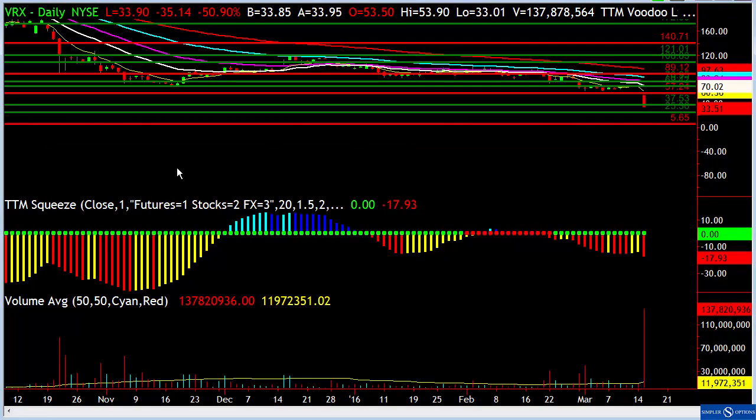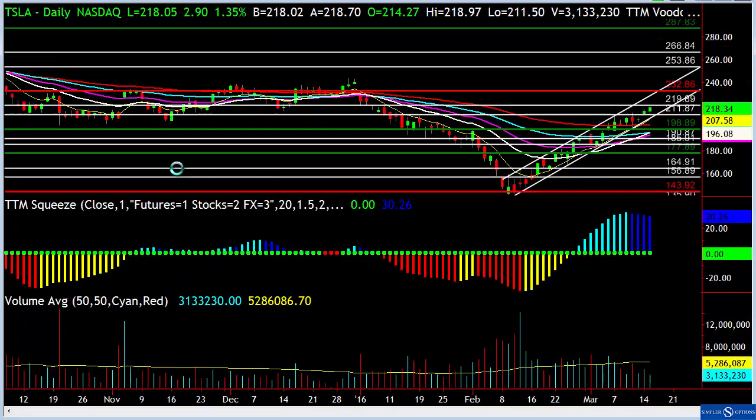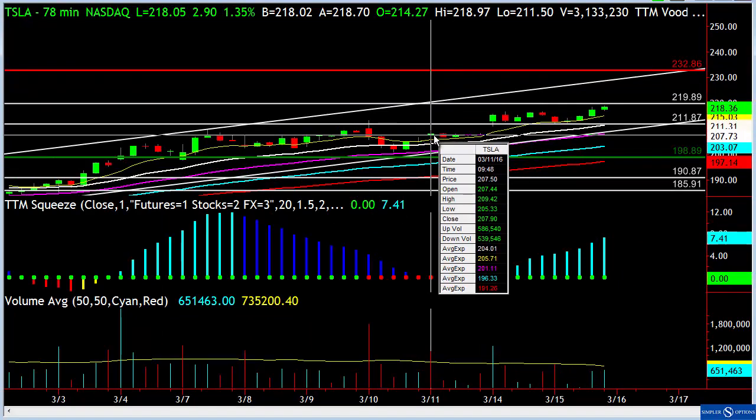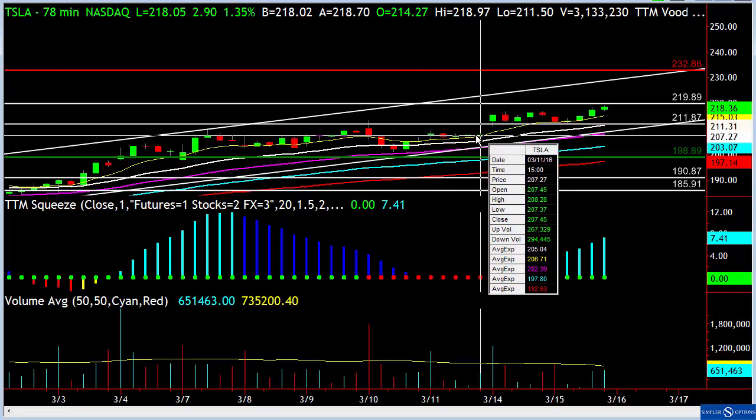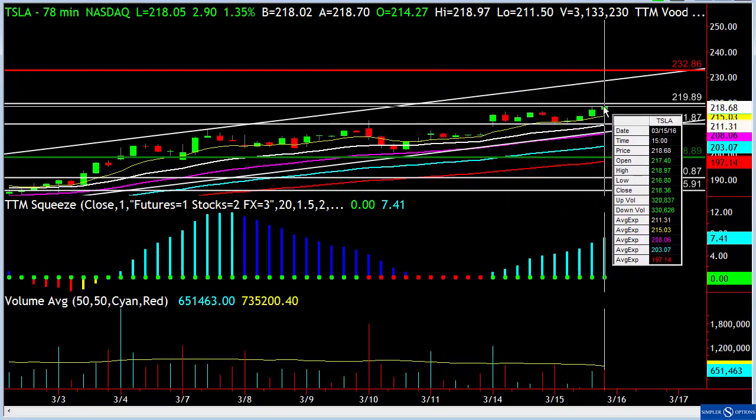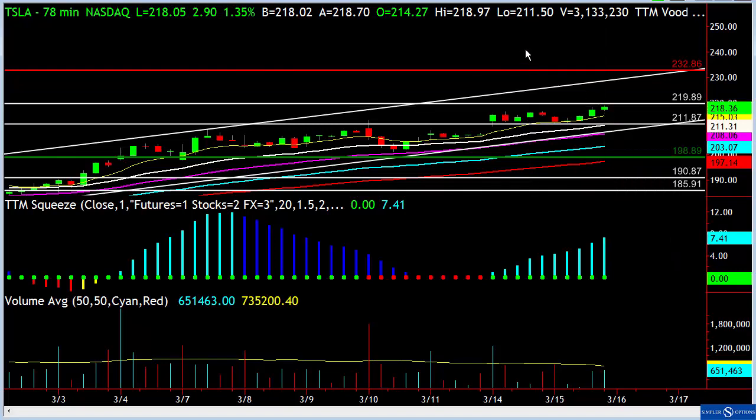Okay, so a normal setup would be like, say, in Tesla, and here's a 78-minute chart, a squeeze, Tesla consolidating for a little while at $207, and then boom, it pops up, and now here we are at $218. So that to me is more of you can plan for it, you can evaluate your risk, it's not too stressful, and those are the kind of things that I like and what I like to look for.